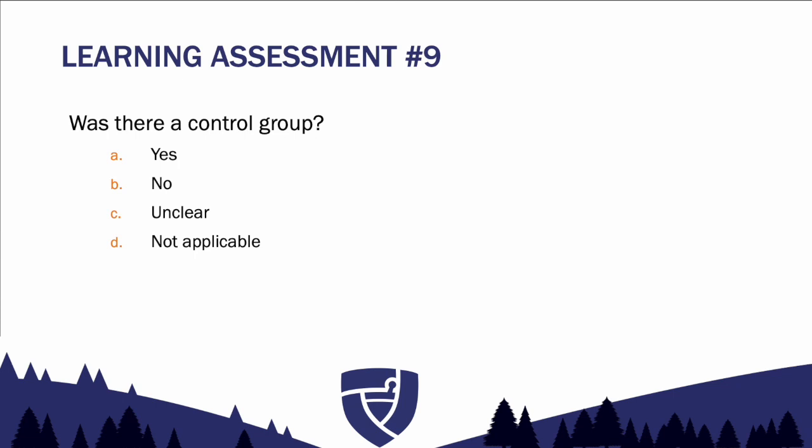Moving on to learning assessment question number 9, which is the Joanna Briggs Institute Critical Appraisal Checklist question number 4. Was there a control group? Yes, no, unclear, or not applicable? We've discussed on a few instances regarding this example that there was not a control group, given that it was a single arm pre-post short interrupted time series.